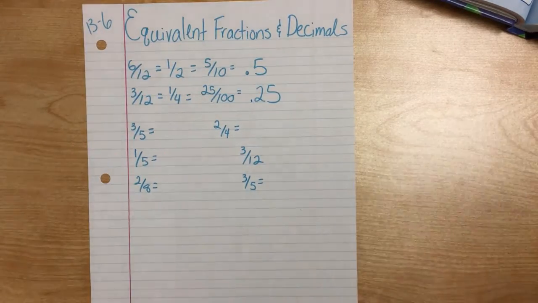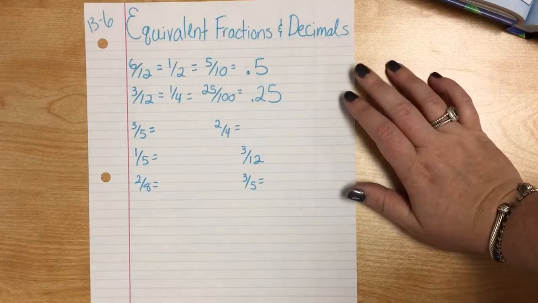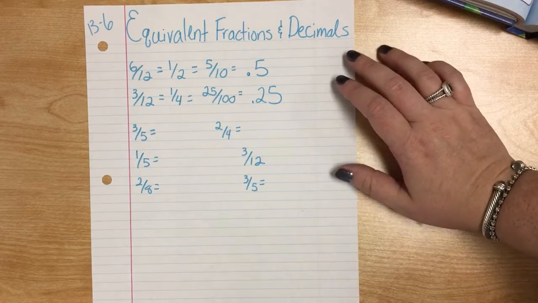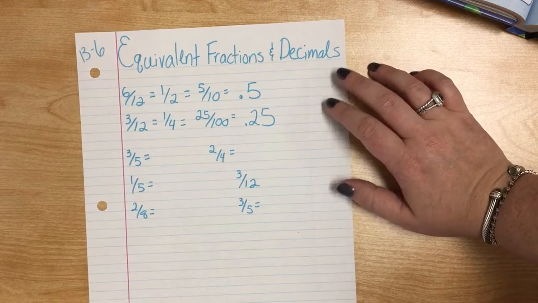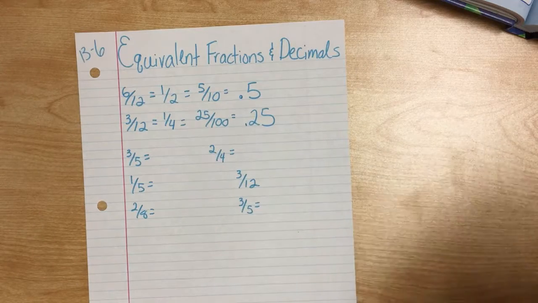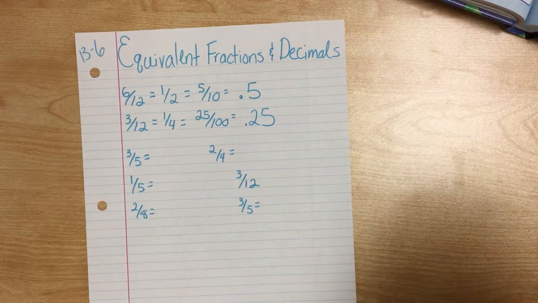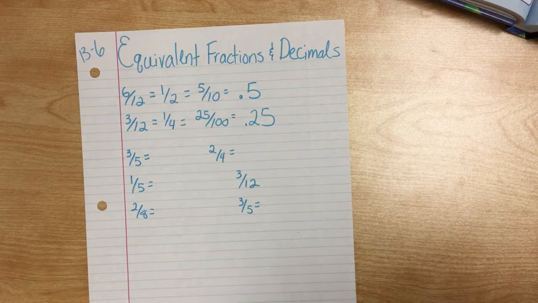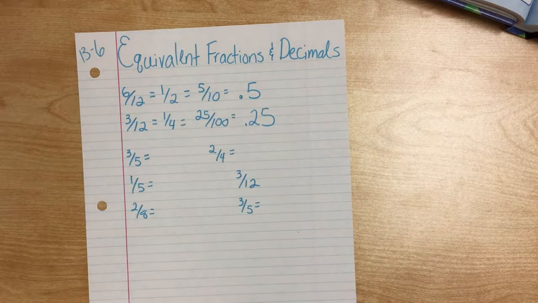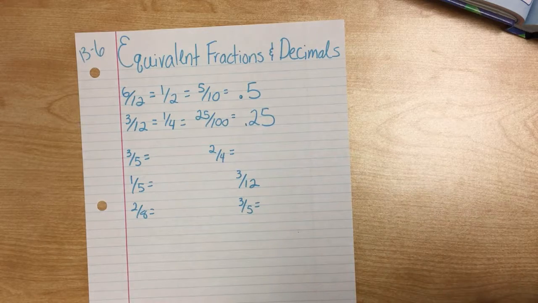All right, so today's lesson is equivalent fractions and decimals. So basically, this is taking everything you know about fractions and doing all of it. We are simplifying and we are converting fractions. When you're dealing with decimals, you can only have two denominators. What are they? 10 and 100. 10 and 100. That's it.